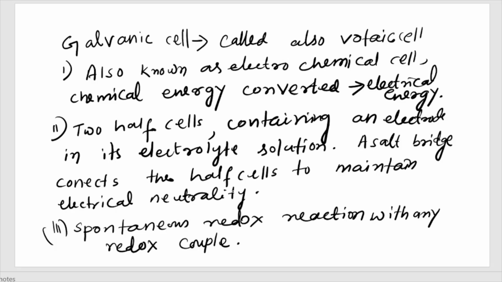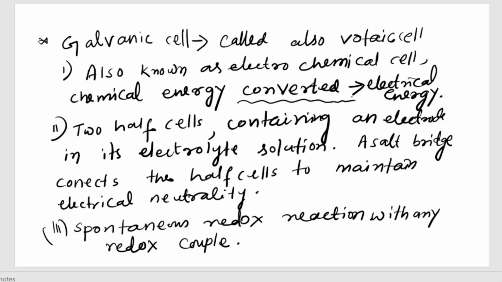Now coming back to the galvanic cell, because we left it for the redox couple and other points. The galvanic cell is also called the voltaic cell, also known as the electrochemical cell. What happens here? Chemical energy is converted into electrical energy. There are two half cells, left and right, each containing an electrode. What is an electrode? The zinc dipped in zinc sulfate and the copper dipped in copper sulfate; the zinc is called an electrode and so is the copper, each dipped in its electrolyte solution. A salt bridge connects the half cells to maintain electrical neutrality.